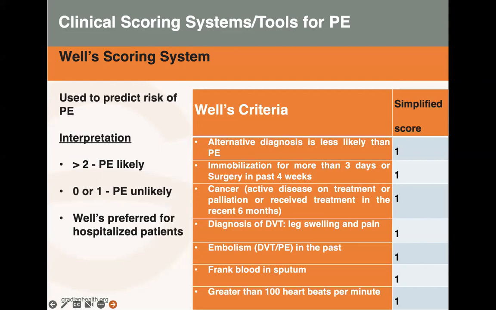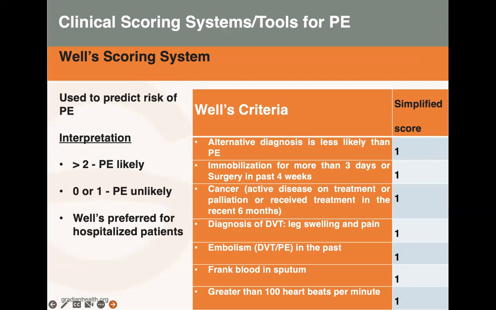So you find that the Wells score has certain criteria. There's one of embolism or DVT in the past. There's Wells to help us determine if a patient has DVT, but also Wells can help us determine if a patient has a PE. So we want to think of a patient who has been immobilized, has been hospitalized in bed for more than 3 days, or has had surgery in the past 4 weeks. Is this patient a cancer patient? Is this patient diagnosed with DVT in one of the legs? Does this patient have a history of embolism in the past?